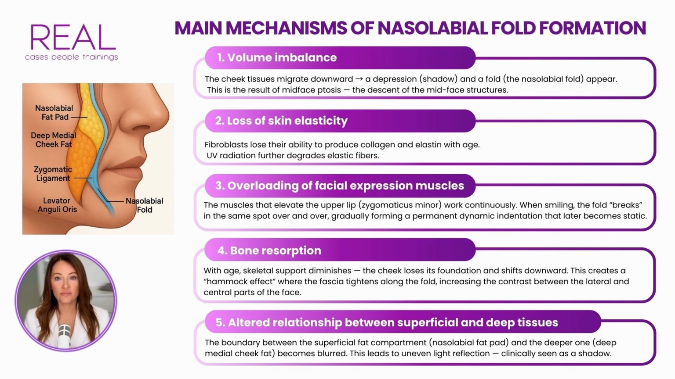The fourth element, bone resorption. With age, the maxilla loses volume and support, which, as described by Mendelsohn and Wong in 2021, increases the contrast between the midface and the lower face. And finally, disturbance in the relationship between superficial and deep fat. When that boundary becomes blurred, the light reflects unevenly, clinically visible as the shadow of the fold. This is why the fold isn't a single structure, but a whole sequence of changes requiring precise, layer-by-layer diagnosis.